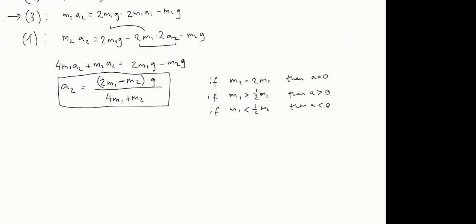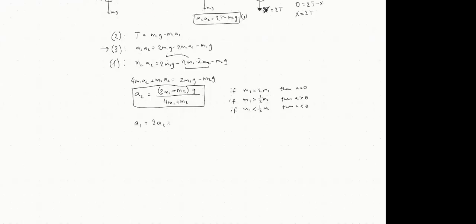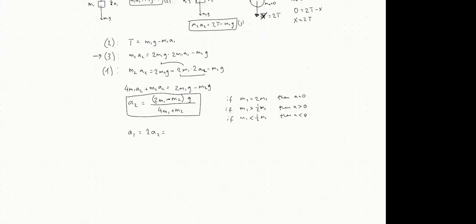Okay, so a1 is just twice a2. I'm not gonna, just double it. Come on, easy. And then to find the tension, you just sub that into any of the equations. So tension is equal to m1g minus m1a1, where a1 is what you found in the previous one. I'm a bit too lazy to do this right now, but I hope you got the gist.